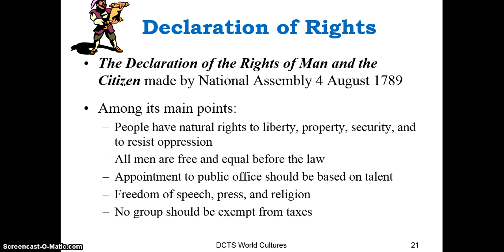If you ever studied the U.S. Constitution in either government or U.S. history class, a lot of these should look familiar because they are based off our Declaration of Independence and our Constitution.